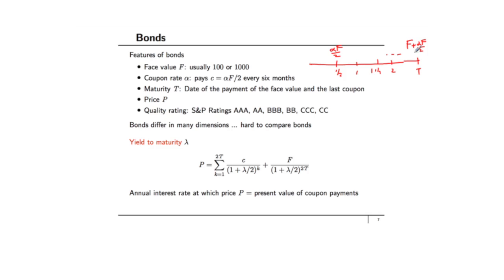And since bonds differ in so many different dimensions, it's hard to compare bonds. So one quantity that has been introduced in order to be able to compare bonds of different maturities, different coupon rates and face values is this idea known as the yield to maturity. The yield to maturity is the annual interest rate at which the current price for the bond, P, is exactly equal to the present value of the coupon payments plus the face value.